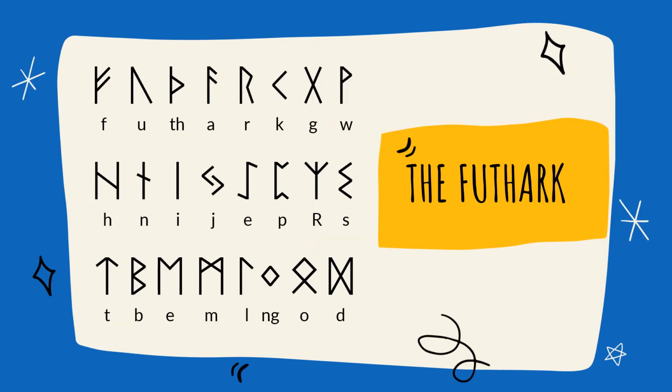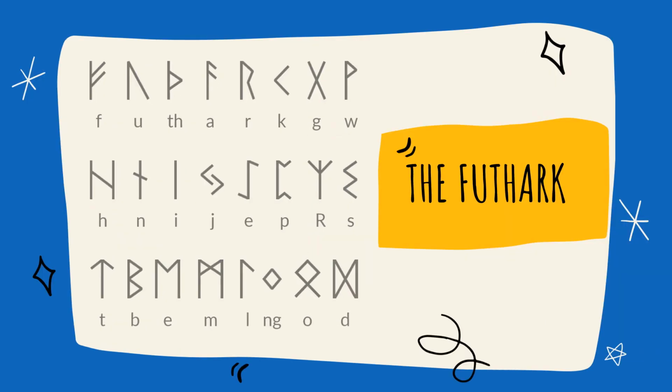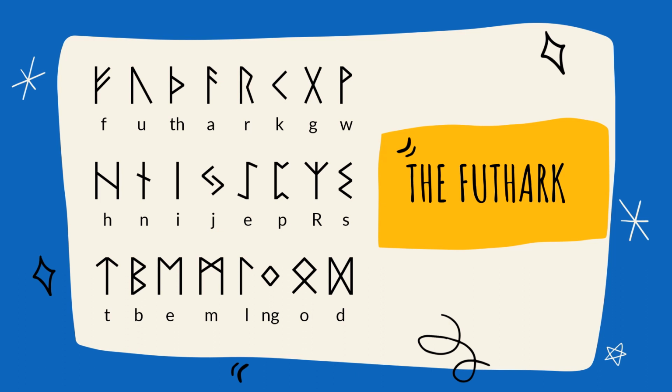Here you can see the 24 runes that made up the Futhark. The Futhark varied a little bit from place to place, but in general, this is what the runes looked like in Scandinavia as early as the 1st century CE, 2,000 years ago.